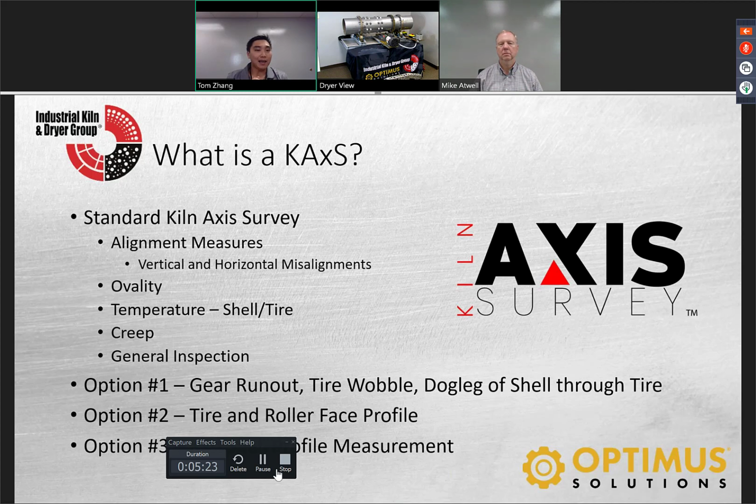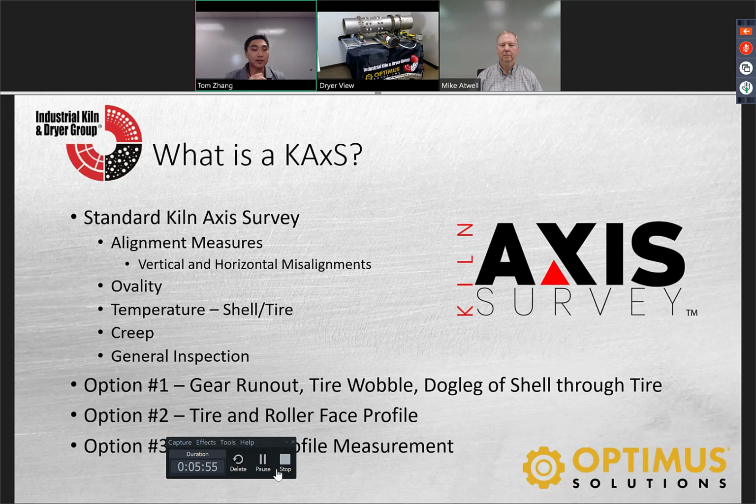A standard Kiln Axis survey has alignment measurements. This goes through our methodology with the different theodolite measurements that we have, ovality measurements, temperatures of the shell and tire, creep measurements, and a general inspection. So when you call and say, I want a Kiln Axis survey with nothing else, that is what you get, okay? And generally, it gives you most everything.